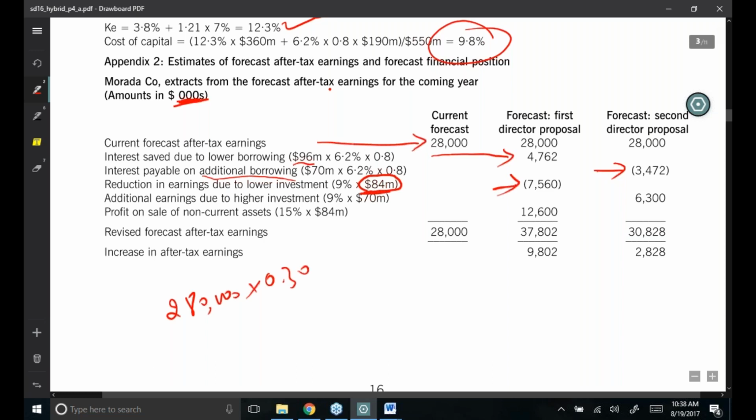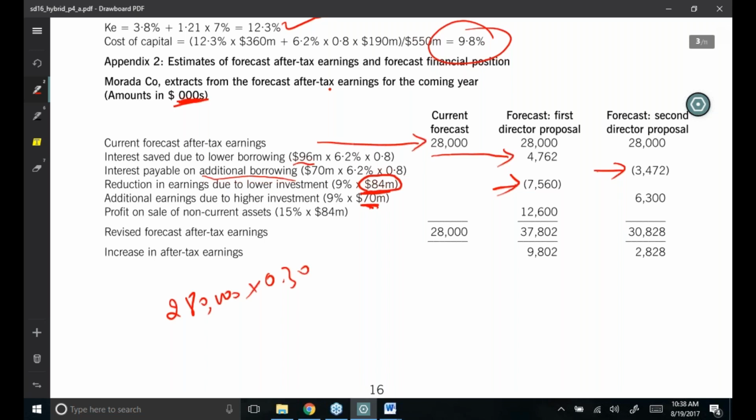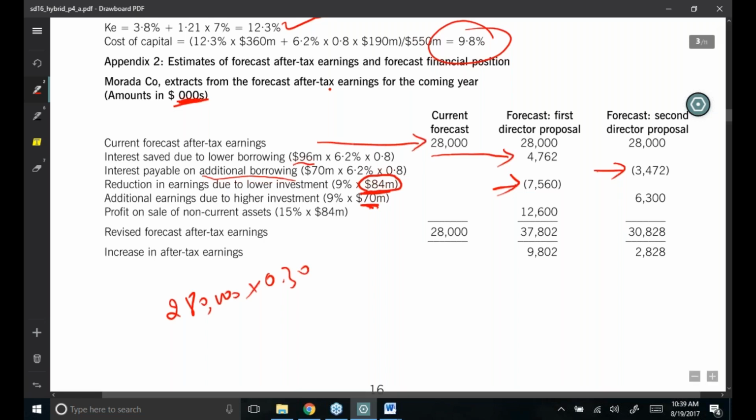And in the second director proposal, you will acquire 70 million debt, and by acquiring 70 million debt, you will invest in the new assets. So your income will increase by 9% on the 70 million. That is 6,300. And in the first director proposal, when you sell the assets of the maintenance division, you will sell at 15% premium. The profit on the sale of non-current asset is 12,600.